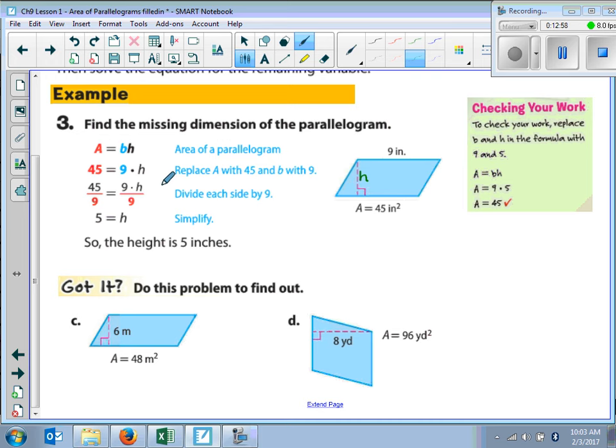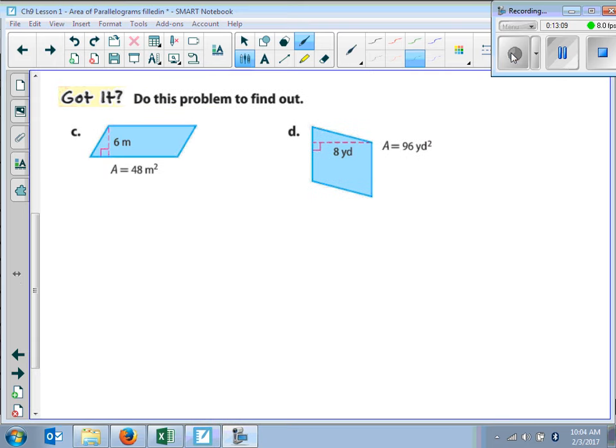Then, because this is a multiplication equation, how do we solve it? You divide. So here we're dividing by 9 on both sides, so that h is equal to 5 inches. So here we're going to do this one together. So what's the first thing we're supposed to do? Write our formula. So area is equal to base times height.